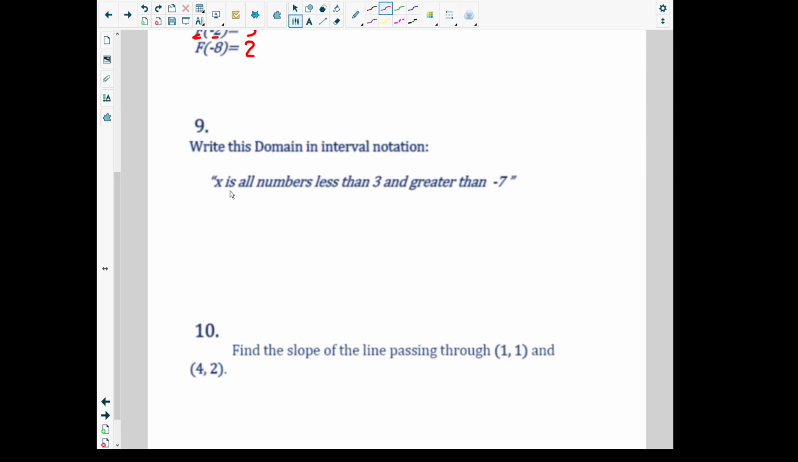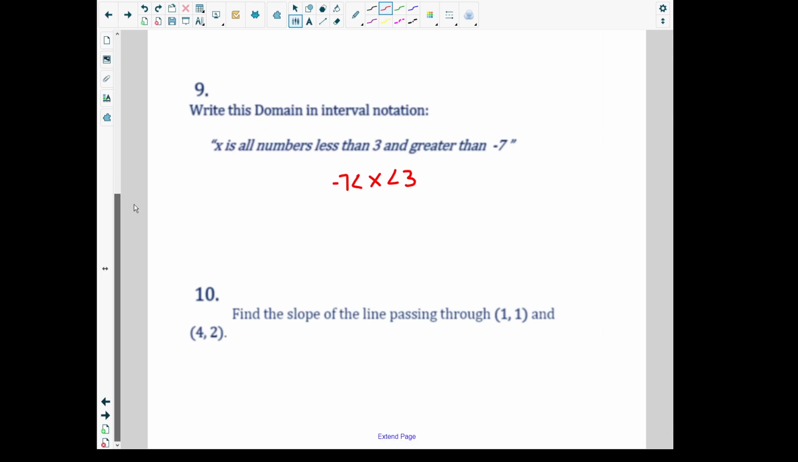Write this as interval notation. So x is all numbers that are less than 3. So x is less than 3, but it's also greater than -7. So the greater than goes over here. And there you go.